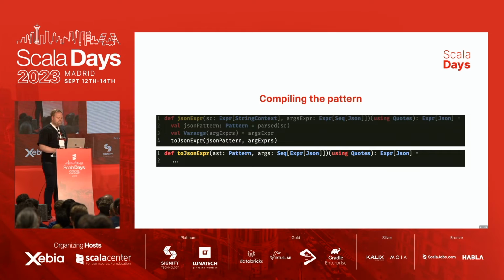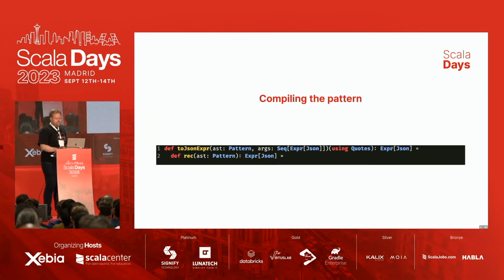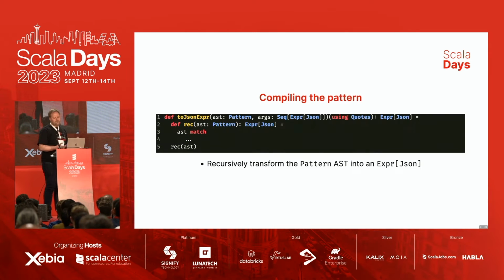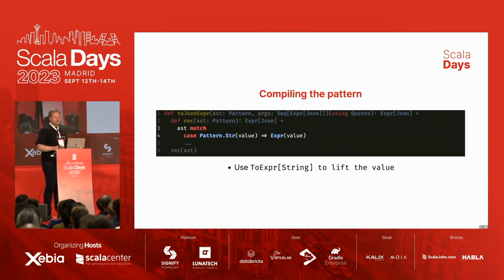Okay, so now we know how to do the first two things. Basically, we need to do the last part, which is compiling the pattern and the arguments into JSON. How can we do that? Well, we can easily recursively transform this by traversing the tree. And the first case is relatively simple.